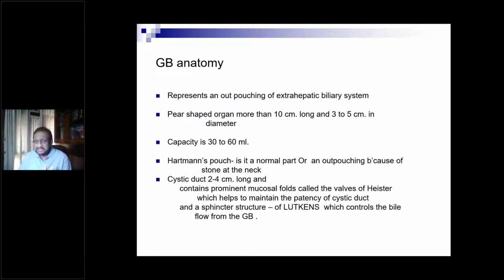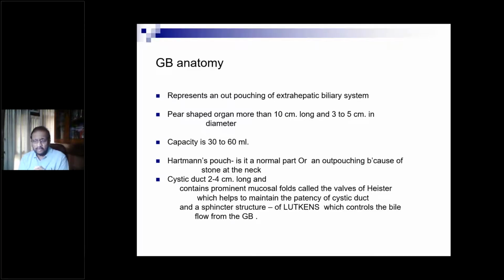We all know that. But ultimately, when it develops, it's a pear-shaped organ about 10 cm long, 3 to 5 cm in diameter, with a capacity of 30-60 ml. Hartmann's pouch is the first question mark which comes in: whether Hartmann's pouch is a normal gallbladder structure or an abnormal one. There are anatomists who would say this is not a normal part, it's an outpouching because of a stone at the neck, which gradually develops when the stone is there in the neck. So it's not a normal component of the anatomy of the gallbladder. Whichever you want, you can stick to it.